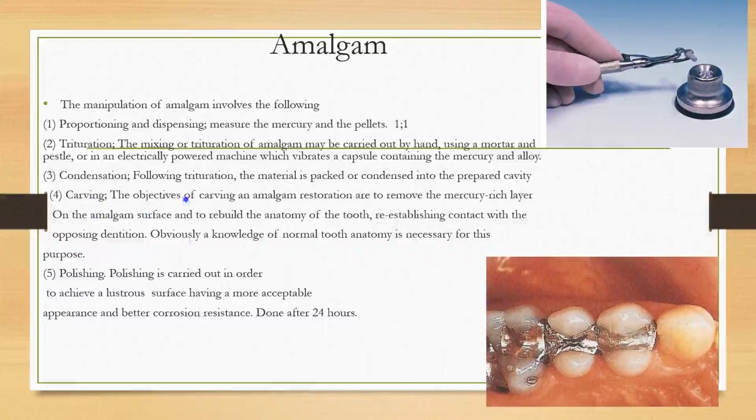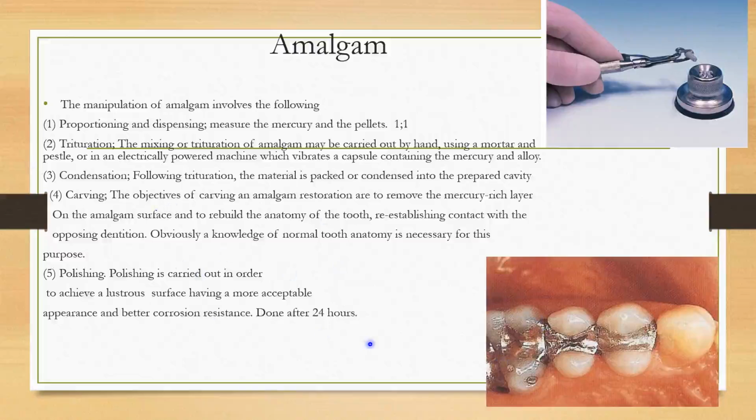So for carving, the objective is to remove the excess mercury during the carving and the pre-carving, and also to rebuild the anatomy of the tooth. So the tooth after the filling is done, it has to look like the normal tooth, as you can see in the picture. This is a premolar, and after the filling has been done, it still looks like the premolar. And also the contacts have to be the same, even the height, the width, everything has to look like the normal tooth. So that's why we do the carving.